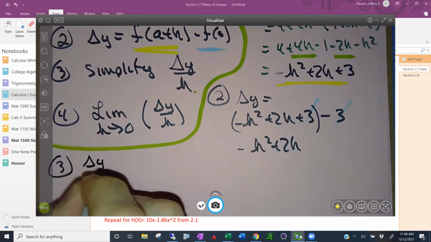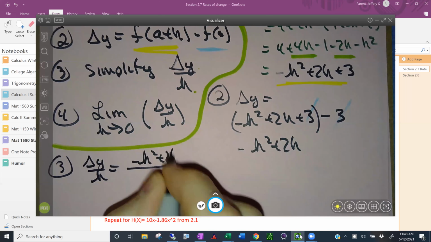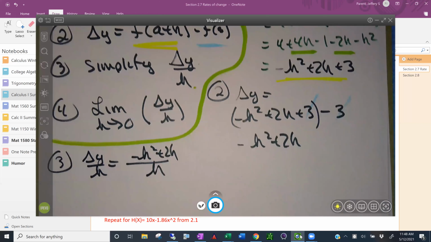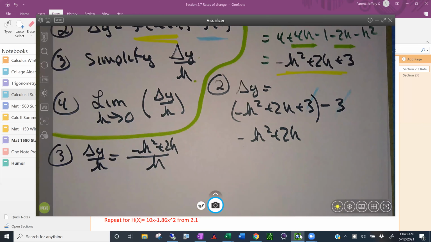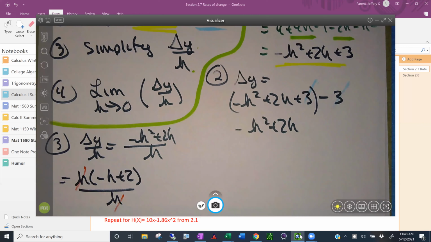Delta y over h is really just this, negative h squared plus 2h divided by h. How's that going to simplify? Could you factor out an h on top? Yeah, perfect. Thank you, Matt. You can factor out an h on top. H times negative h plus 2 over h. And the h's cancel. So it leaves you with minus h plus 2.